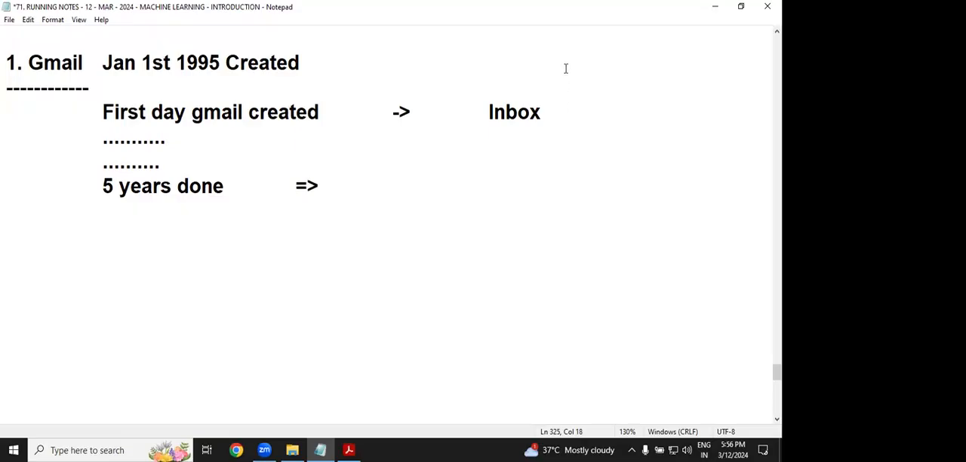Very good. Initially, we can say 0 GB data, no data. But after 5 years, let me say 100 GB of data. Now Google started using this 100 GB of data. Internally they created one more inbox, one more thing that is nothing but spam. What do you mean by spam?